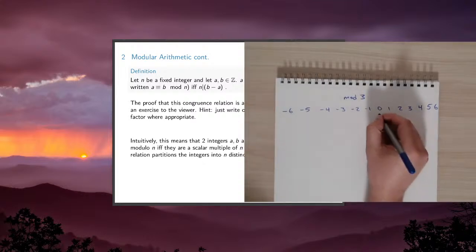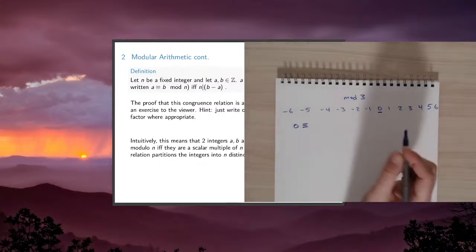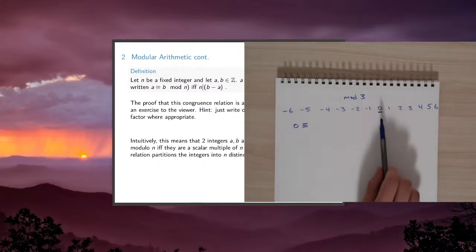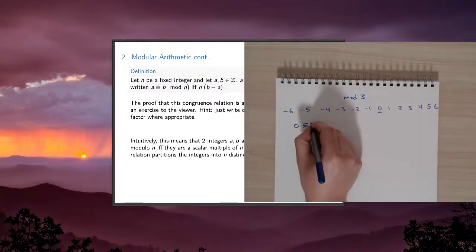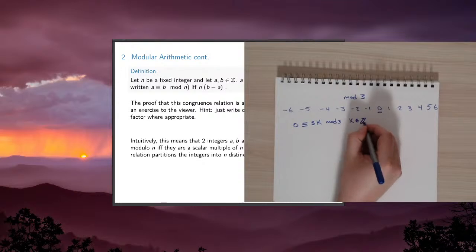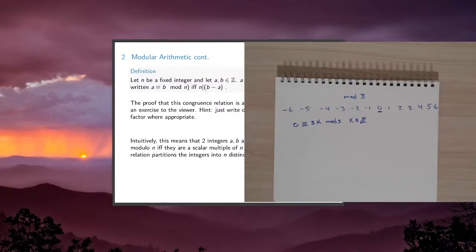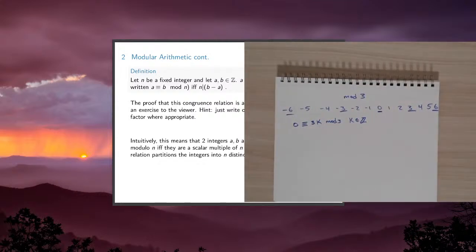So let's start from 0. We know that 0 will be congruent to everything that is a multiple of 3 away from 0. So that's 3, 6, 9, 12, 15, 18, 21, and so on out to infinity. And if we go the other direction, -3, -6, -9, -12, -15, -18, and so on. So 0 is congruent to all multiples of 3, that is, 3k. All of these are in the same class. They're all equivalent to 0 mod 3.